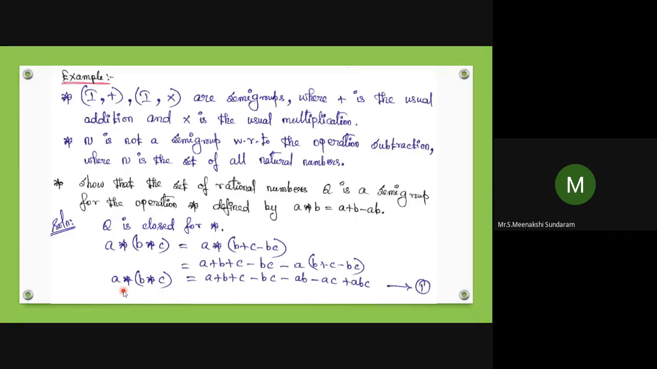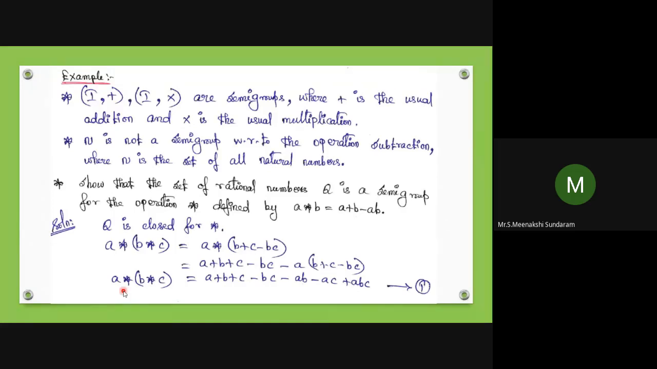And the natural numbers N are not a semigroup with the operation subtraction, where N is the set of all natural numbers. Subtraction does not satisfy the associative property. For example, take three numbers 1, 2, 3. What happens with 1 minus 2 minus 3? Work out the bracket 2 minus 3 first, then subtract from 1. 2 minus 3 gives minus 1, and 1 minus minus 1 gives 2. That is the LHS value. On the right side, 1 and 2 must be worked out first, because the first bracket is 1 minus 2.